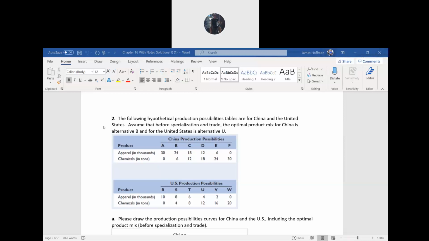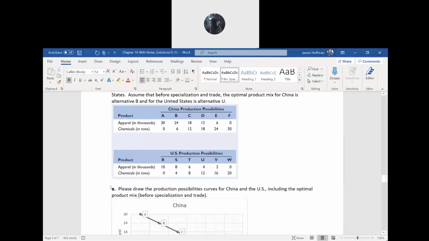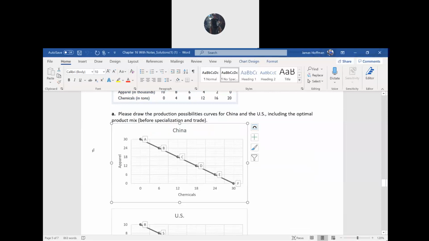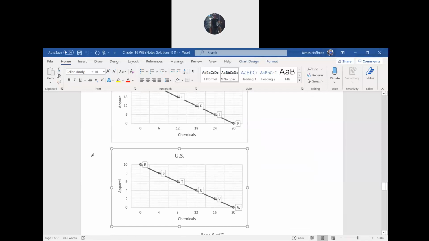Okay, so here we have production possibility tables for China and the U.S. And assume before specialization and trade, the optimal product mix for China is B, and for the U.S. is U. So here are the production alternatives for apparel and chemicals for China, and here are the production alternatives for the U.S. for apparel and chemicals. Okay, so part A is again just to draw the curve for both. So just plot the points for both countries and draw the curves. There's China, and there's the U.S.